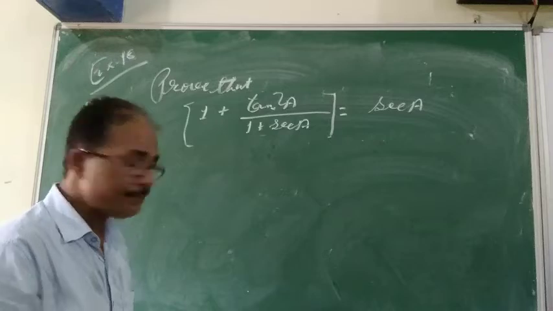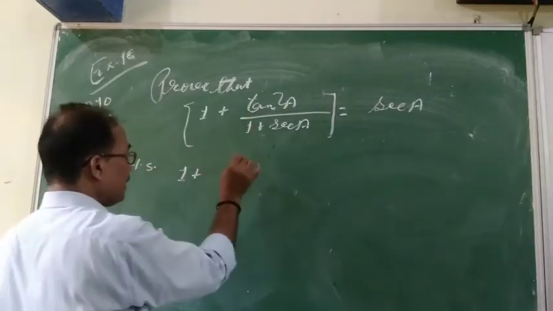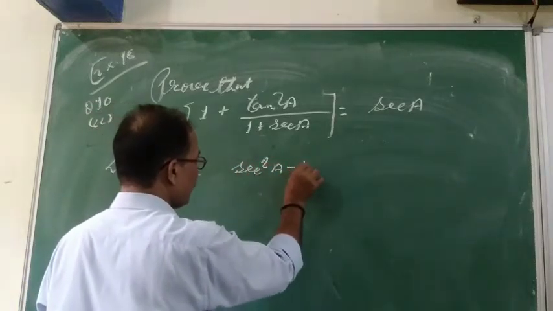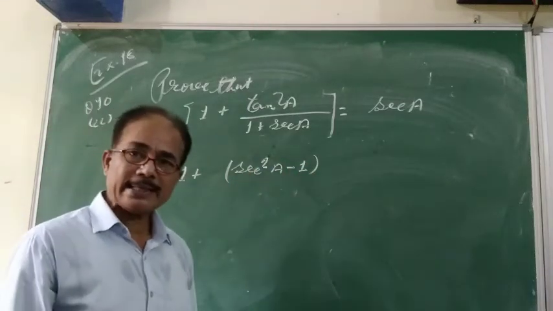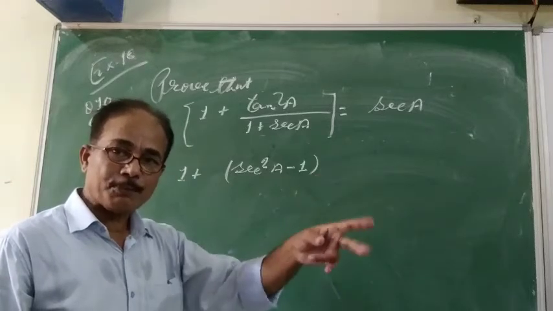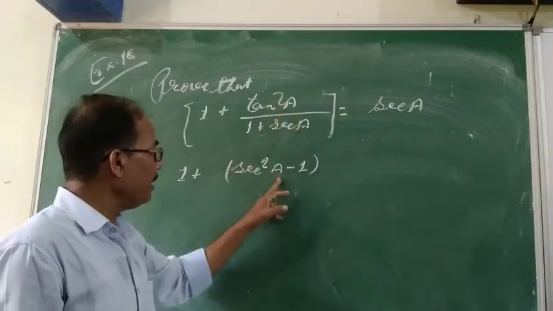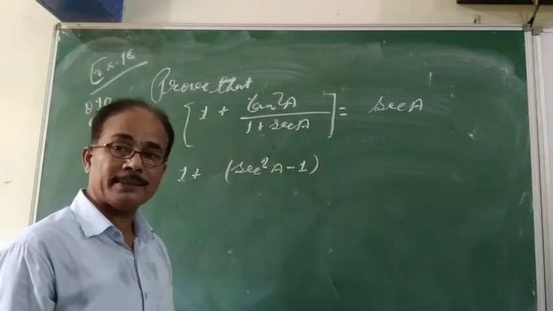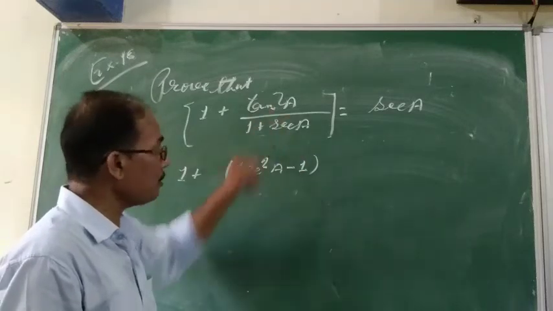We will split the LHS. 1 plus tan square A can be written as sec square A minus 1. I have just written the formulas of identities, the relation between sec and tan: sec square A minus tan square A equal to 1. Therefore, tan square A equals sec square A minus 1. So in place of tan square A, we will write sec square A minus 1. Now we are using the formula of identity.